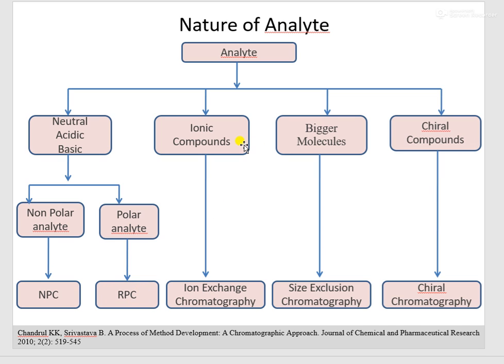In case of ionic compound, say quantification of sodium, potassium, calcium, where the analyte is ionic in nature, having some charge, in that case ion exchange chromatography is useful. For separation of bigger molecules like RNA, DNA, or some molecules like carbohydrate with high molecular weight, size exclusion chromatography is used. And for separation of chiral compounds, enantiomers, chiral chromatography is used.